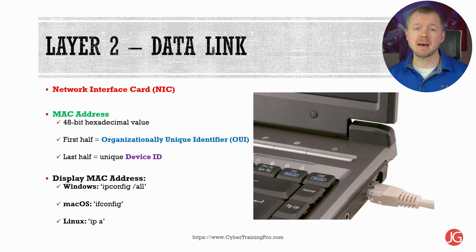The first half of a MAC address represents the NIC's manufacturer, and we call that the Organizationally Unique Identifier, or the OUI. No other manufacturer is going to have the same OUI. Now the last 6 digits are unique to that specific NIC, and we call that the device ID. If you want to see your MAC address on your computer, you can type ipconfig/all on Windows. You can do ifconfig on Mac OS, or you can do IP-A on a Linux machine.